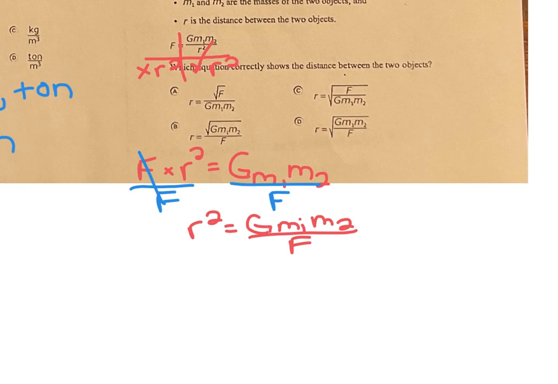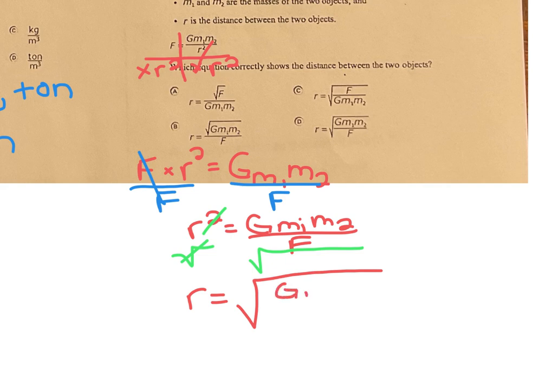Now, to isolate the R, we need to undo squaring. So our inverse operation here would be to take the square root of both sides. So therefore, R would equal the square root of the quantity of M1, M2, all divided by F. All being taking the square root of, which would be answer choice D.